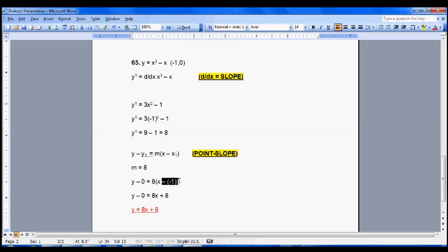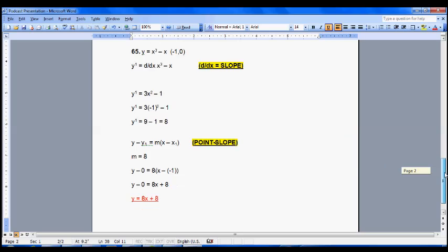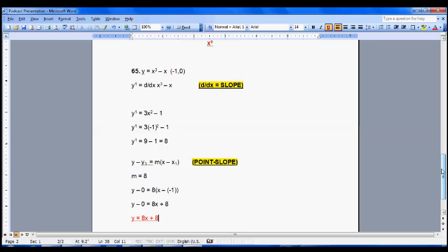You want to add 0 to both sides so you could move it to the other side. You would end up getting y equals 8x plus 8. And that is the function of the line parallel to tangent.